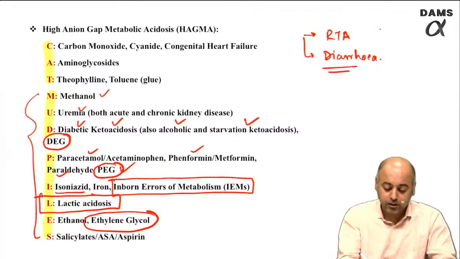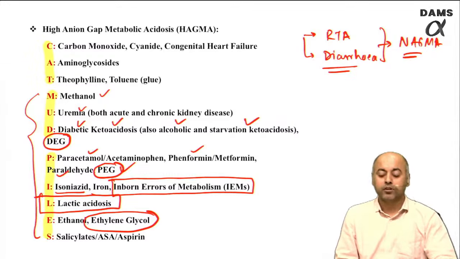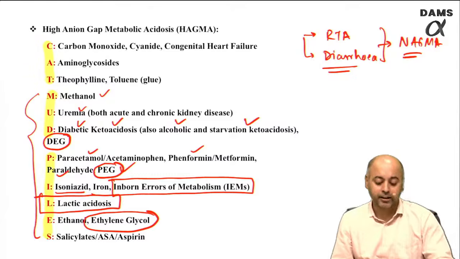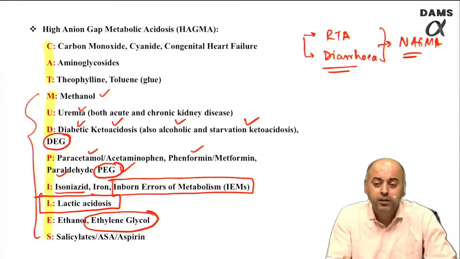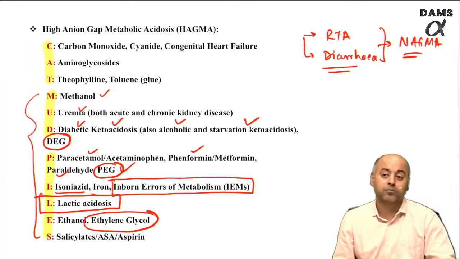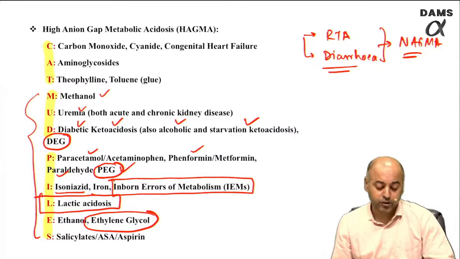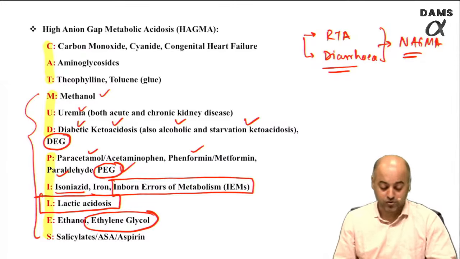These are the two important causes for normal anion gap metabolic acidosis. The normal anion gap metabolic acidosis is commonly seen in renal tubular acidosis and diarrhea. In diarrhea, what is happening? The base part, the bicarbonate, is getting lost. The bicarbonate is getting lost in the stool, and therefore it is causing the acidosis.